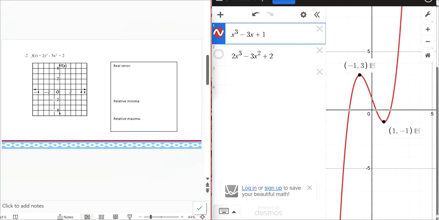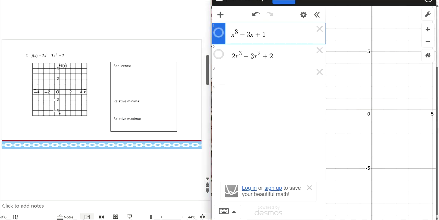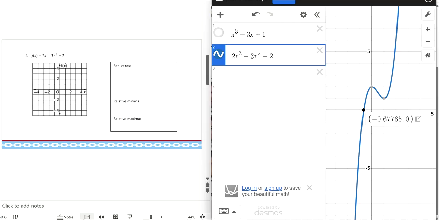For number 2, I get that typed into Desmos as well. 2x to the third minus 3x squared plus 2. And then again, I'm pulling information right out of Desmos. So it only has one real 0. That would be at x equals negative 0.678. So I can graph that.